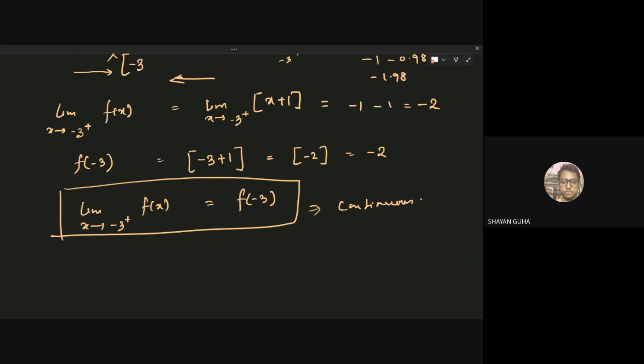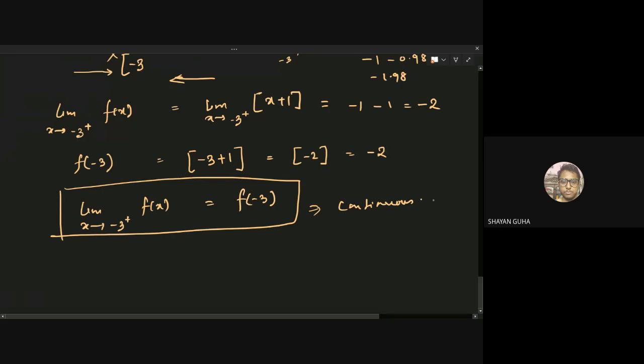Here no question for left hand limit because my function can't approach it from the left hand side. So I am just ensuring that my right hand side limit is basically equal to my functional value. Since this is happening, I can say that the function is continuous at this particular point. Clear? Why at x equals minus 3 the function is continuous? Okay. So it is continuous at this point.